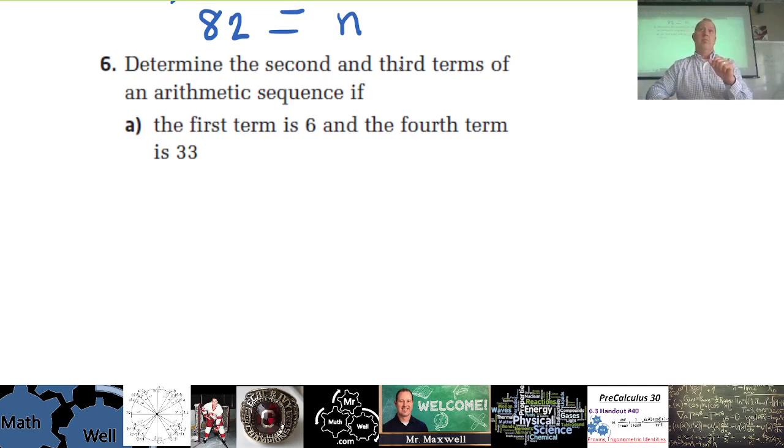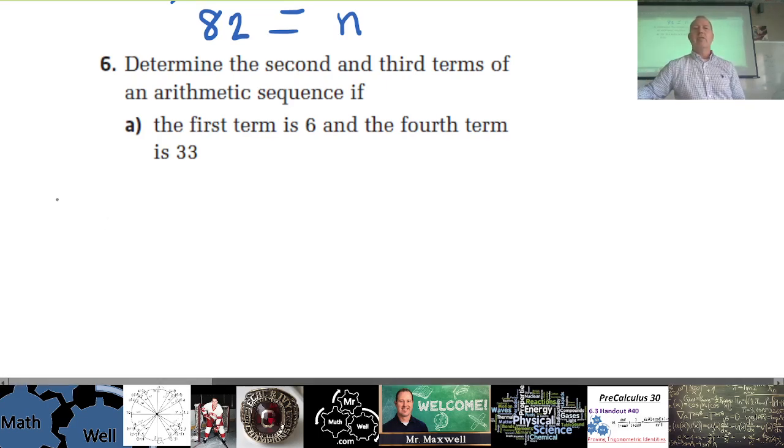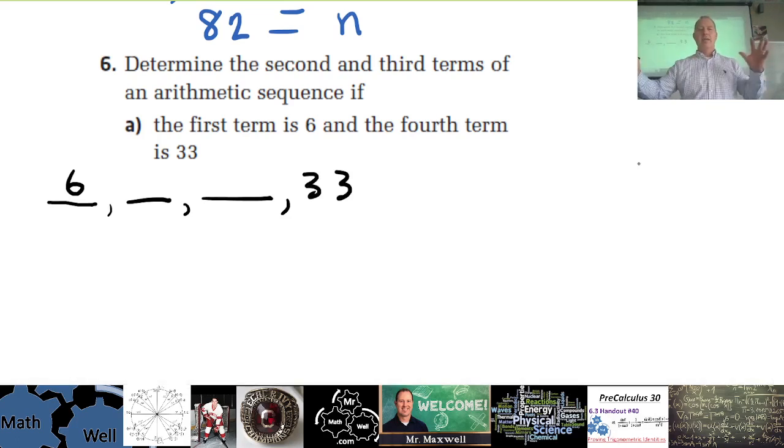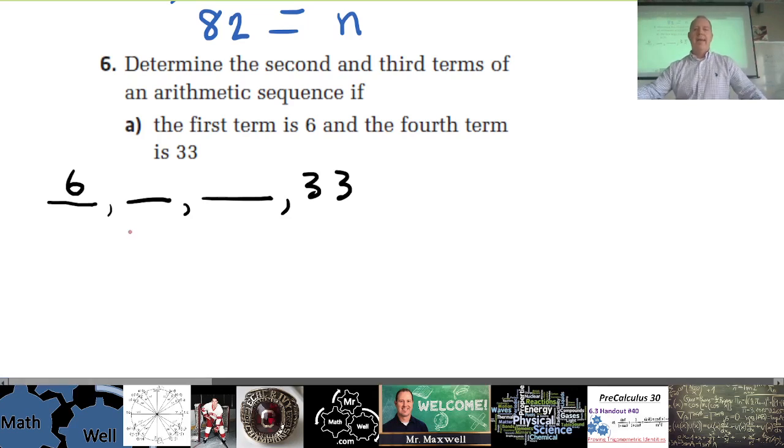and the fourth term. So I'm a picture guy, so I like to draw things out, sketch things. That's part of my work. So I'll go, the first term is 6. That's the first one. And then I don't know the second, and I don't know the third, but the fourth term is 33. That kind of gives me a visual of what I'm trying to find. And when I see this, what pops out to me is that there has got to be some kind of consistent separation between each of these terms, right? That's the common difference. Okay?